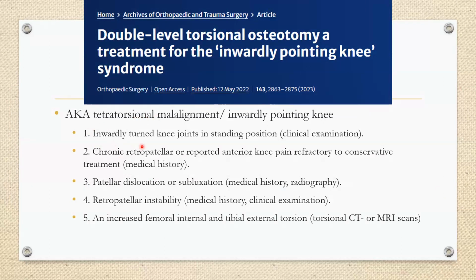They should have an inwardly pointing knee on standing. They should have chronic retropatellar or anterior knee pain, which is refractory to conservative management. There is either a history or radiographic evidence of patellar dislocation or subluxation, and there is retropatellar instability on examination. Also, there is documented evidence of rotational deformity in the femur and the tibia, either through CT or MRI.